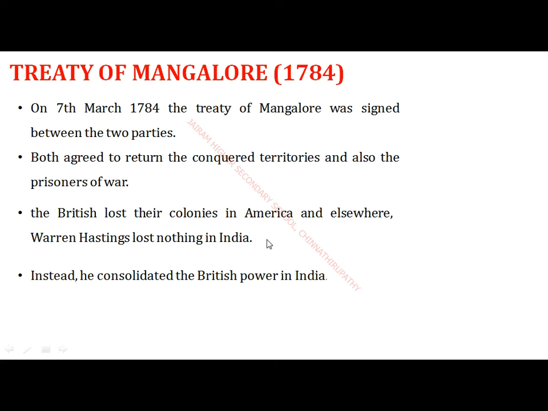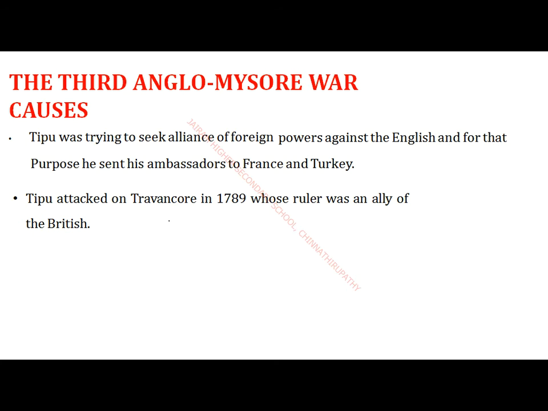This happened in India during the period of 1784, by whom? By the Britishers. Instead, he consolidated the British power in India; he brought together all the Indian regions under whom? Under the British power. This is the Treaty of Mangalore, which explains the rule of Britishers. Okay, yes. See next one.